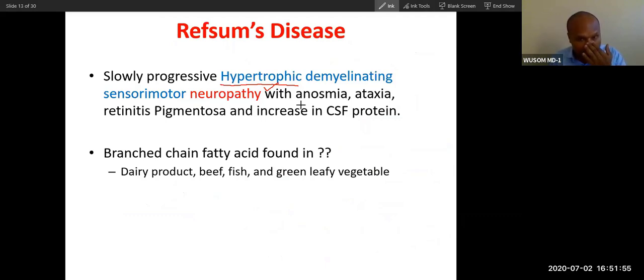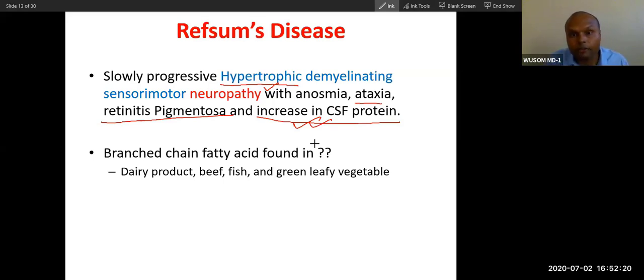With anosmia, a lack of smell sensation, ataxia, a lack of coordination, and then retinitis pigmentosa, there will be loss of rod cells of the eye. In CSF there will be high protein, because the blood brain barrier is breached and the nerves are damaged. That is why there will be high CSF protein. So these are the presentations of Refsum disease.